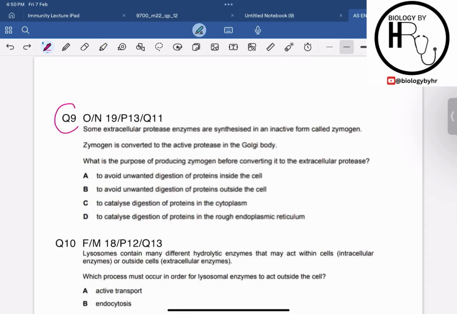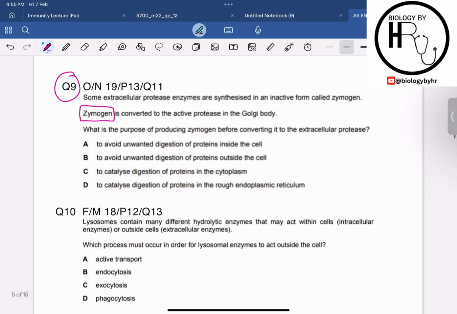So question number 9 is the same question as we discussed above about the zymogen, right? So let's skip this question and let's move on to question 10.